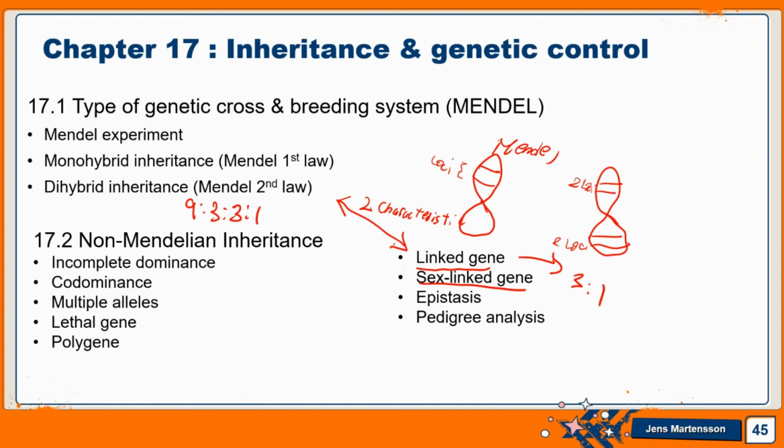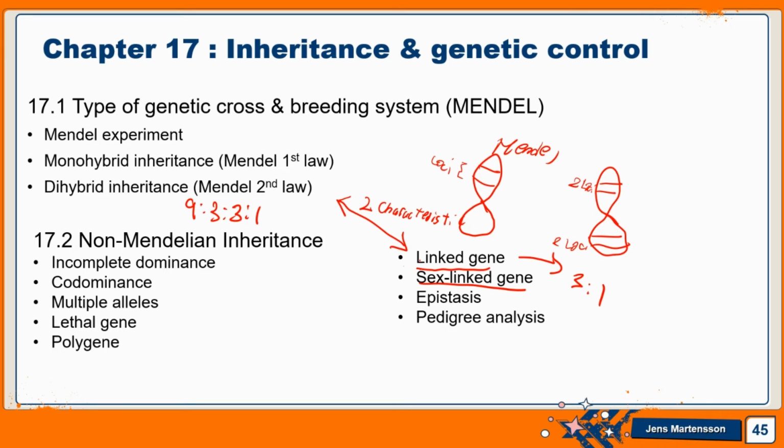The exam question will not mention that this is a link gene or dihybrid. It will not state that, and it will ask you, is this breeding following Mendel? Explain your answer.